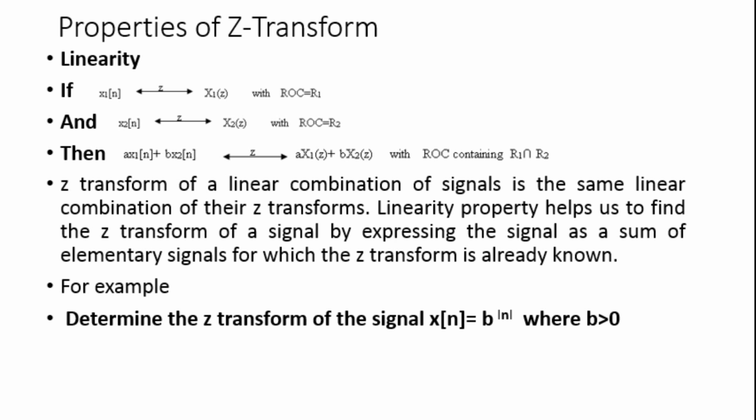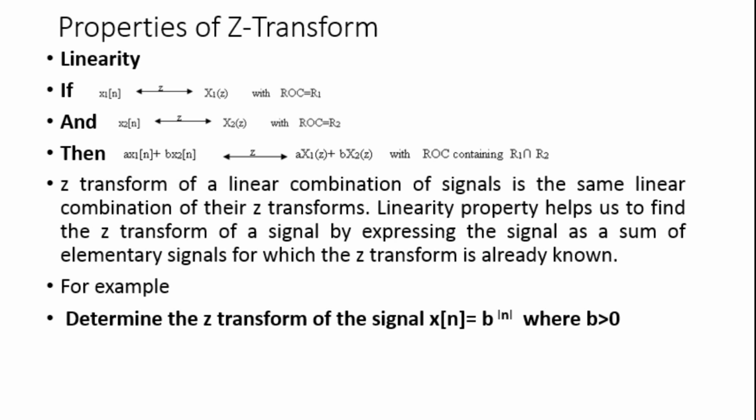Z transform of a linear combination of signals is the same linear combination of their Z transforms. Linearity property helps us to find the Z transform of a signal by expressing the signal as a sum of elementary signals for which the Z transform is already known.